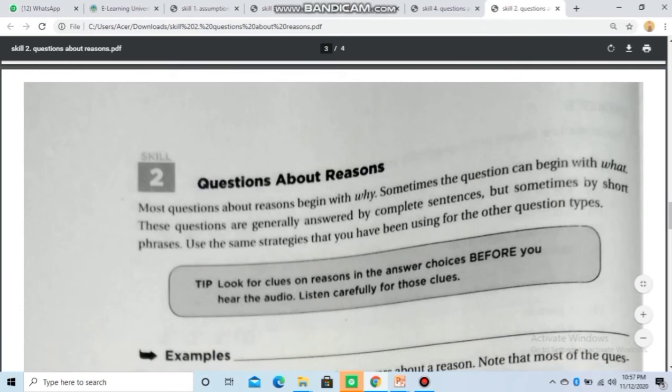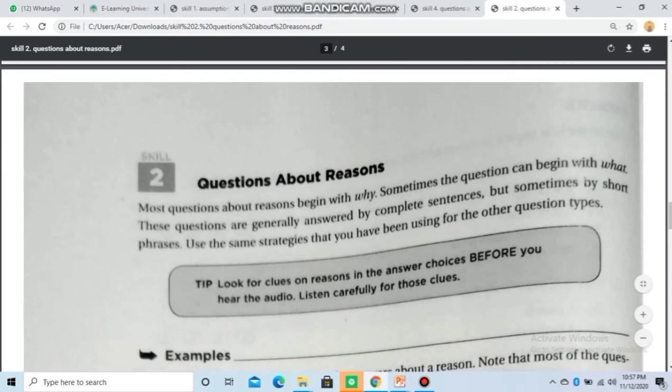Skill 2, questions about reasons. Most questions about reasons begin with why. Sometimes the questions can begin with what. These questions are generally answered by complete sentences, but sometimes by short phrases. Use the same strategies that you have been using for the other question types.